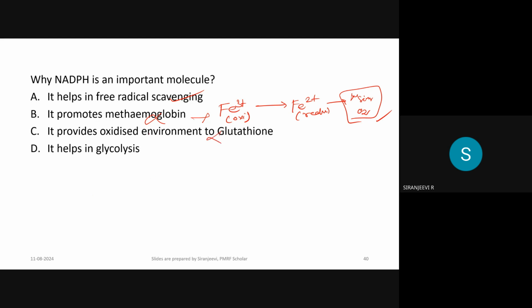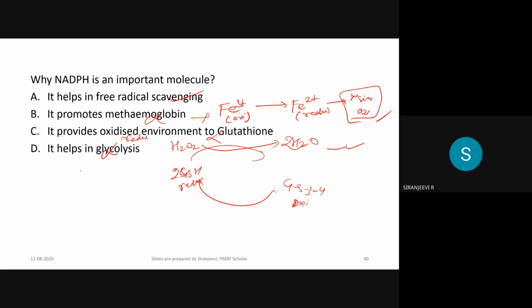Does it provide an oxidized environment to glutathione? No, it produces a reduced environment, because GSSG, which is the oxidized form, should be converted to 2 GSH, the reduced form. Thereby it acts on hydrogen peroxide and converts it into H2O. Does it help in glycolysis? No, it helps in fatty acid synthesis or other pathways, but it doesn't help in glycolysis.